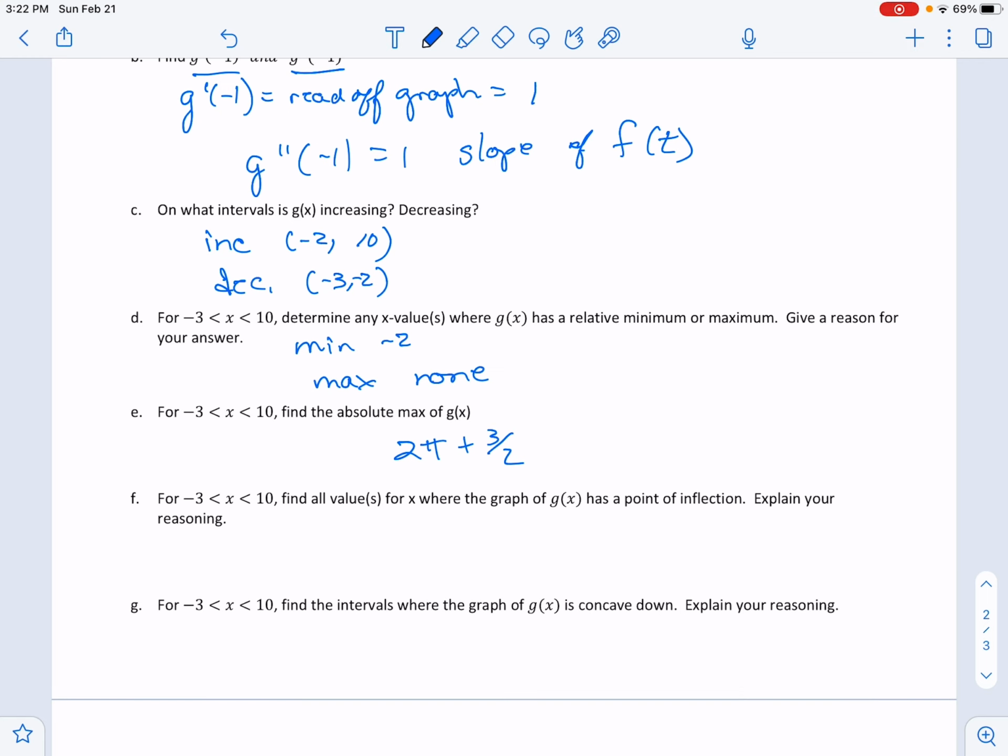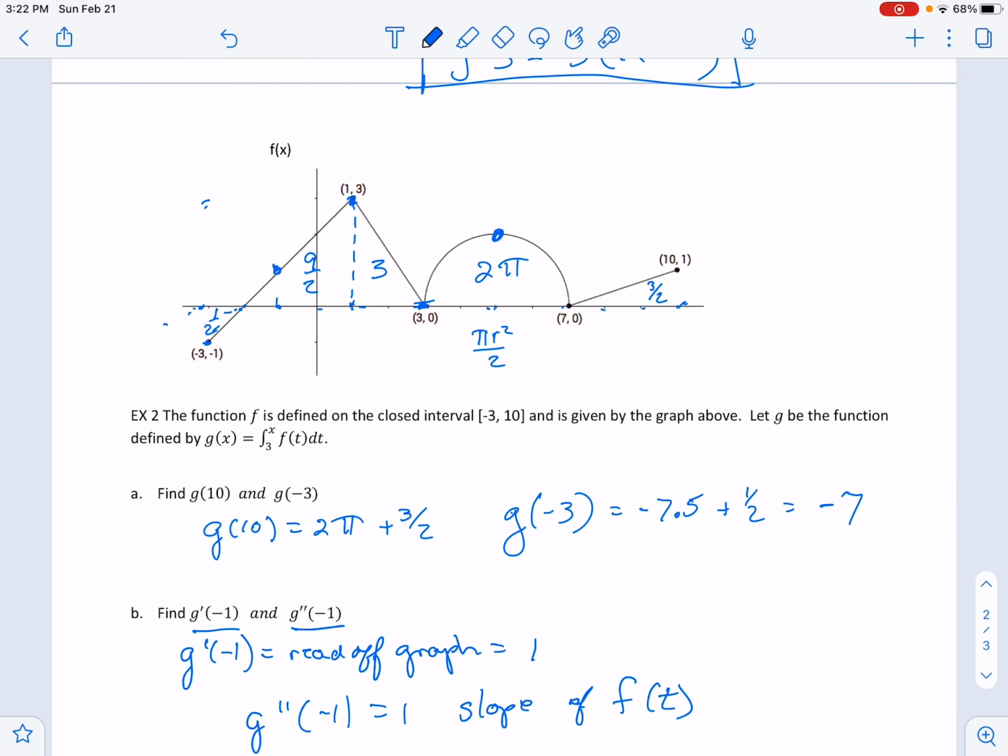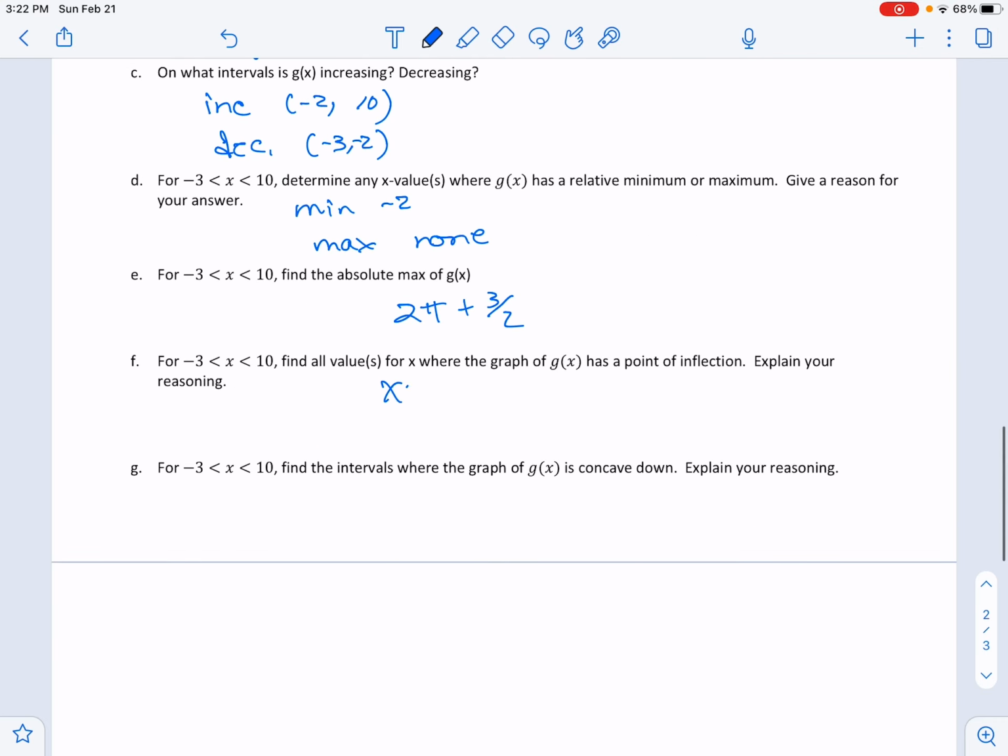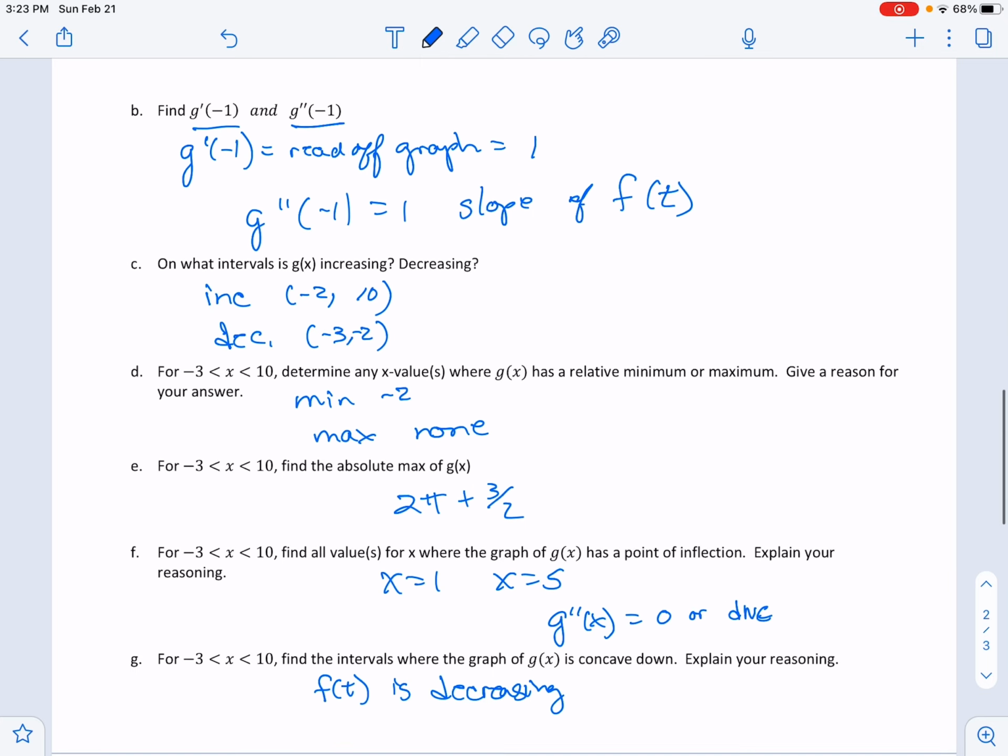Values where it has a point of inflection. That's when your second derivative is 0 or undefined. It's 0 or undefined here and here. So x equals 1 and x equals 5. It says G double prime equals 0 or does not exist. Find the intervals where the graph is concave down. That's when f of t is decreasing. So when's it decreasing? 1 to 3 and 5 to 7.